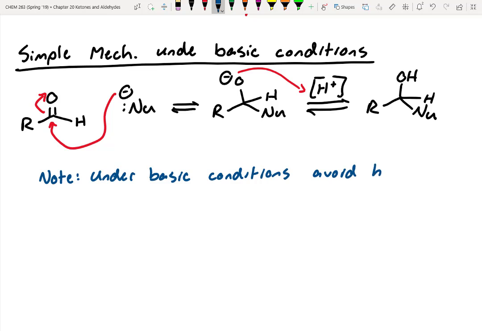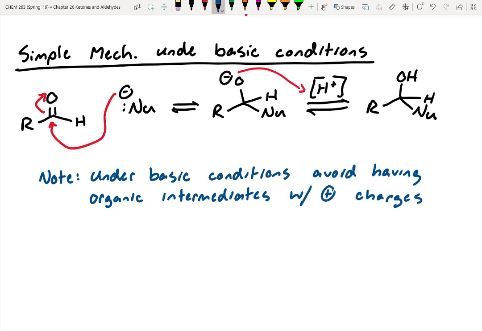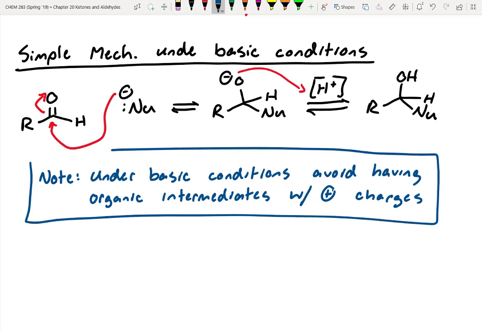All right, another big thing to remember about basic conditions: you want to avoid having organic intermediates with positive charge. So you see how in this intermediate right here, I had a negative charge? I didn't have a positive charge. That's perfectly allowable under basic conditions. All right, let's take a look at what happens under acidic conditions.